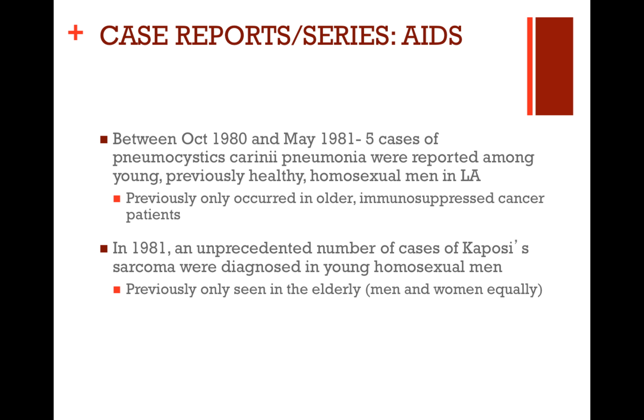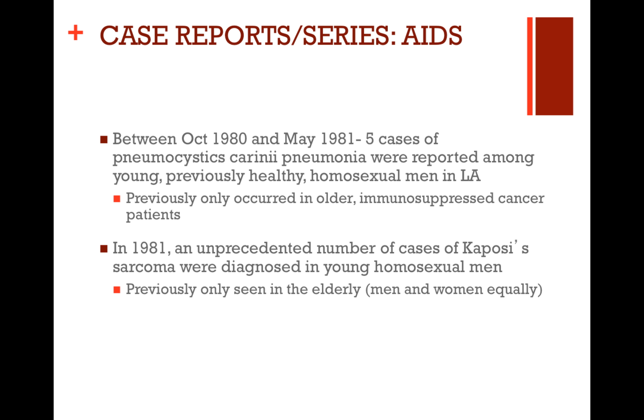So an example of a case report which led to a case series is HIV/AIDS. So we're in the early 1980s, between October of 1980 and May of 1981, there were a handful of cases of this particular type of pneumonia, which was being reported amongst otherwise previously healthy homosexual men in Los Angeles. And previously, this only really was seen in older immunosuppressed cancer patients. Likewise, in 1981, there was an unprecedented number of a particular type of cancer called Kaposi sarcoma, which were being diagnosed in young homosexual men, but had previously only been seen in the elderly and amongst men and women equally.